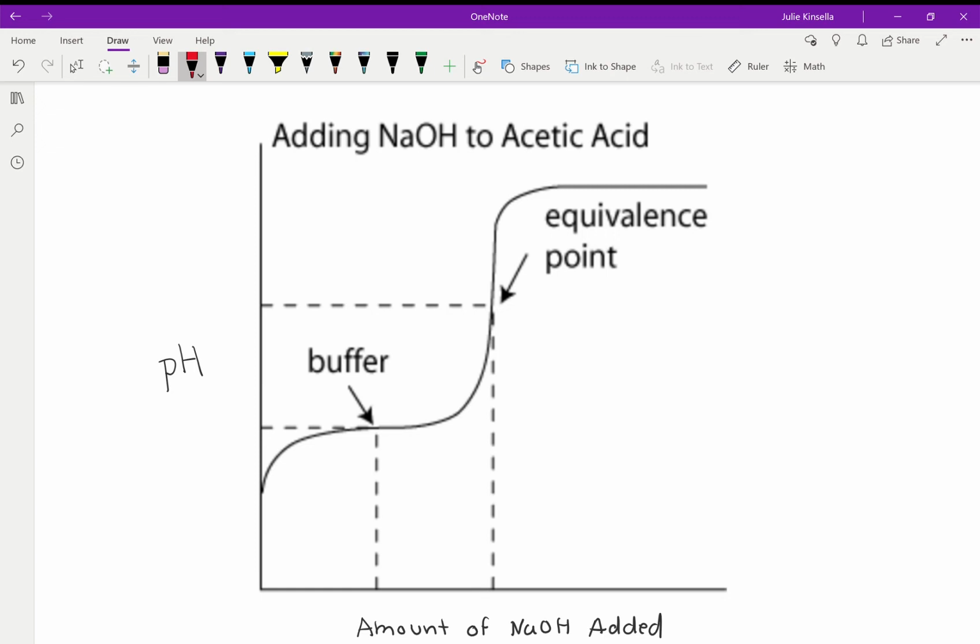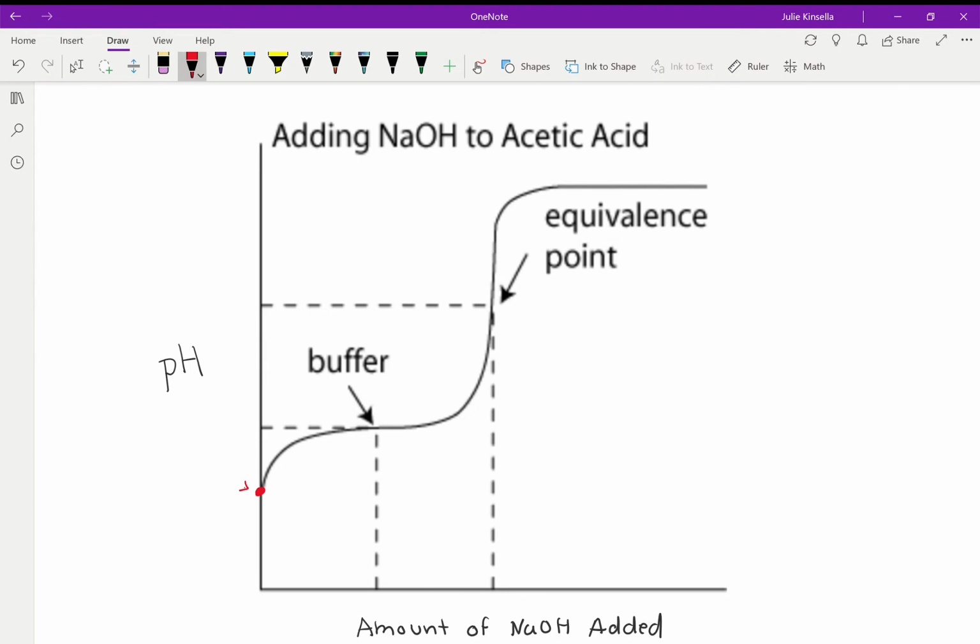Hey guys, we are going to start on our weak acid being titrated with a strong base titration curve. In this first video, I'm just going to walk you through the segments of the titration curve, and then in the next video, I'll actually go through the calculation. So this is just to give you an outline of what we're going to be doing in the next video.